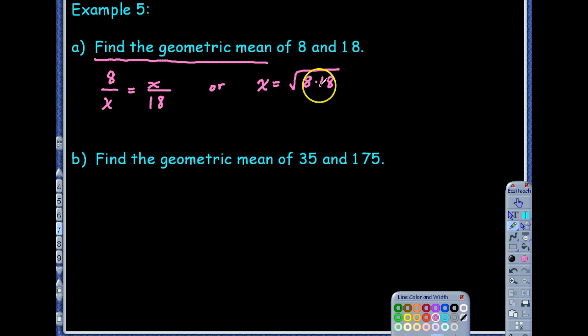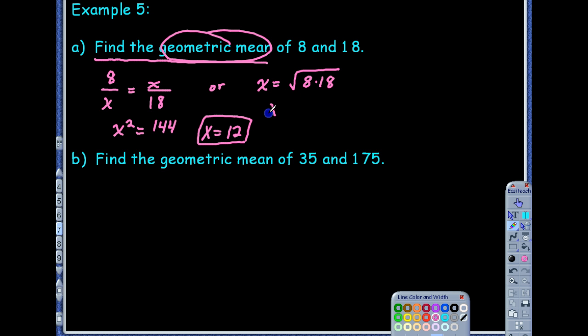Show me what you're doing here with it. So this one, if you do it this way, it'd be x squared equals, what is 8 times 18? What is that? 144. And then x ends up being 12. Again, technically it'd be plus or minus 12, but because we're doing geometric mean, it's just the positive. Exactly. And then this, if you did it the other way, it'd be the square root of 144, which is still 12.